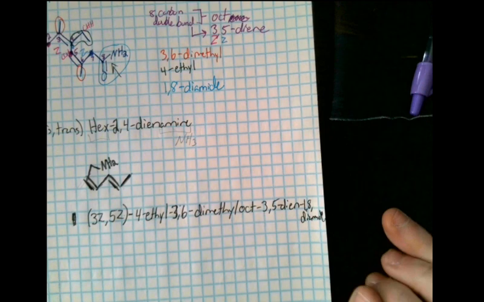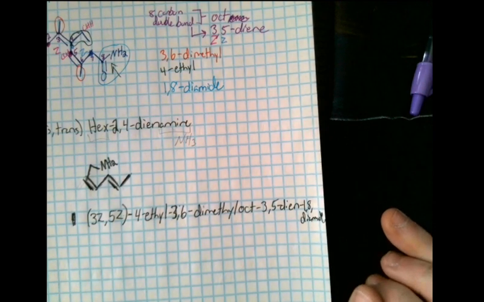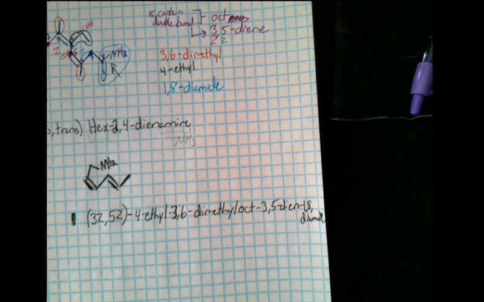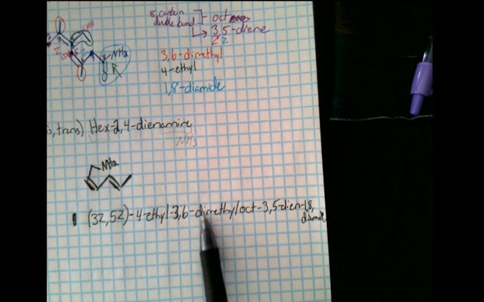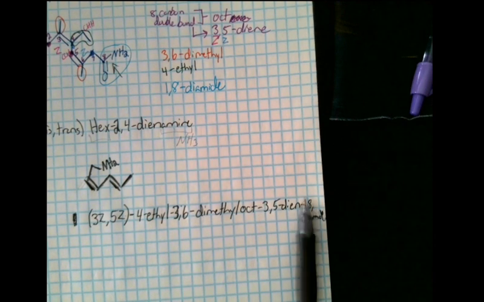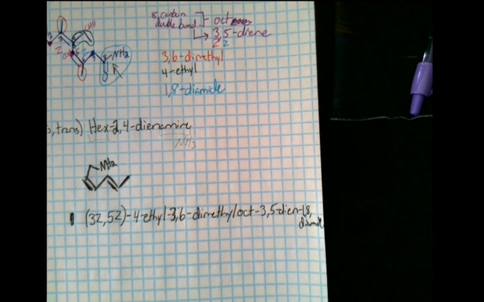Which is a pretty absurdly long name. I said I was going to do an easy one, but I guess I tried to cram too much fun stuff for us to include on there. So this is 3Z, 5Z, 4-ethyl-3,6-dimethyl-octa-3,5-diene-1,8-diamide. Very lengthy, not nearly as fun to say as some of the earlier ones, but it is at least very, very clear of exactly what you're talking about.